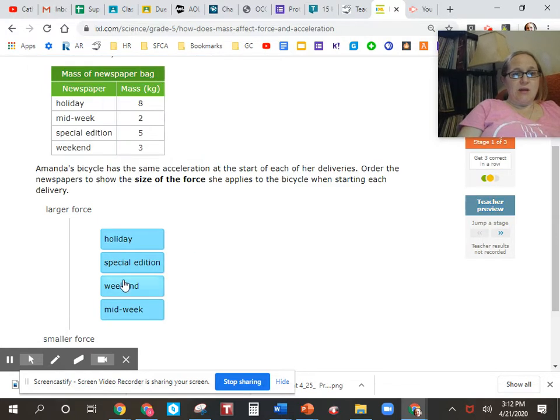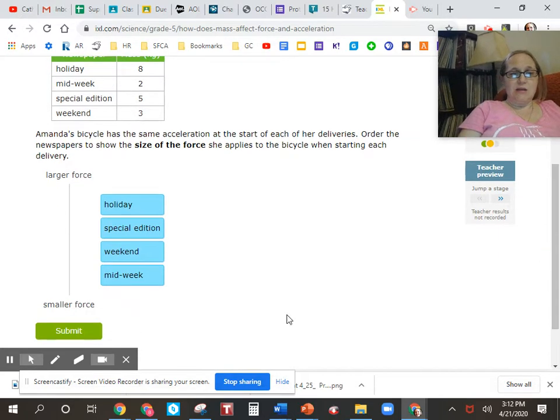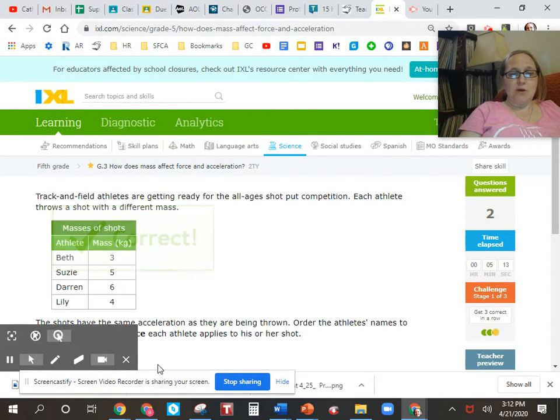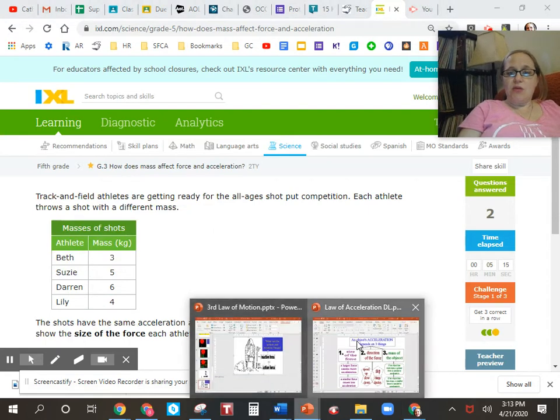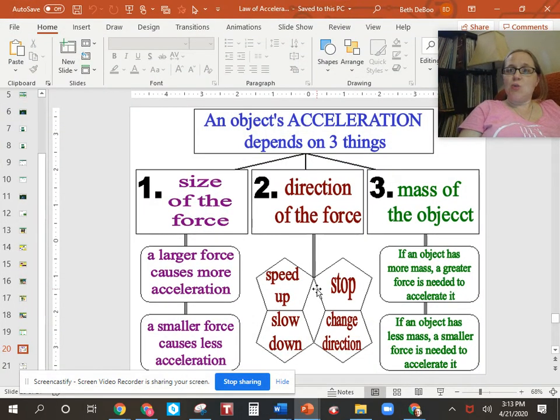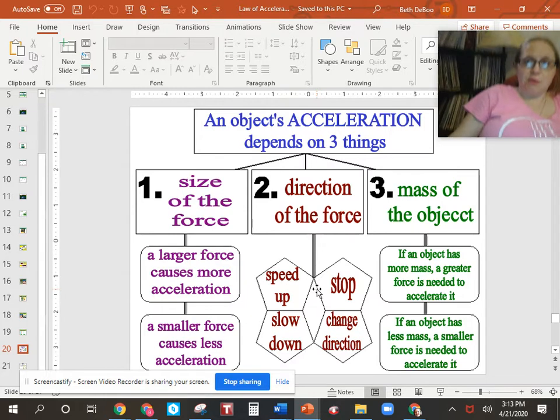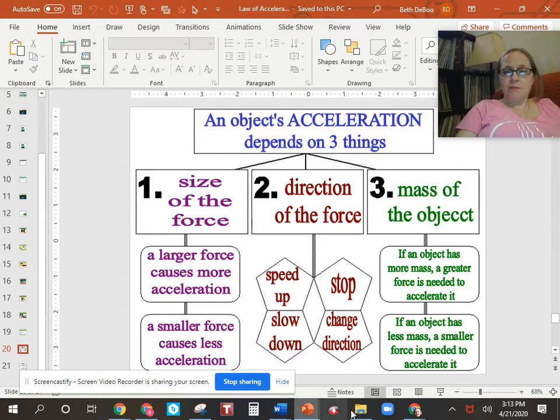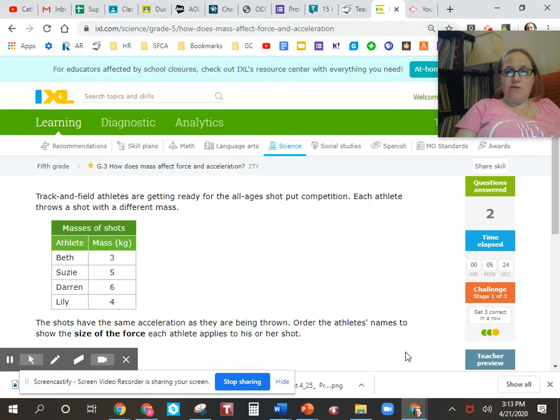And let's see what the middle one looks like. Special edition would be 5, and then weekend would be 3. So I think we got it. Let's see. Good. So remember, the point is, have out your notes while you are doing these. That's going to definitely help you. See if we can get to a few more.